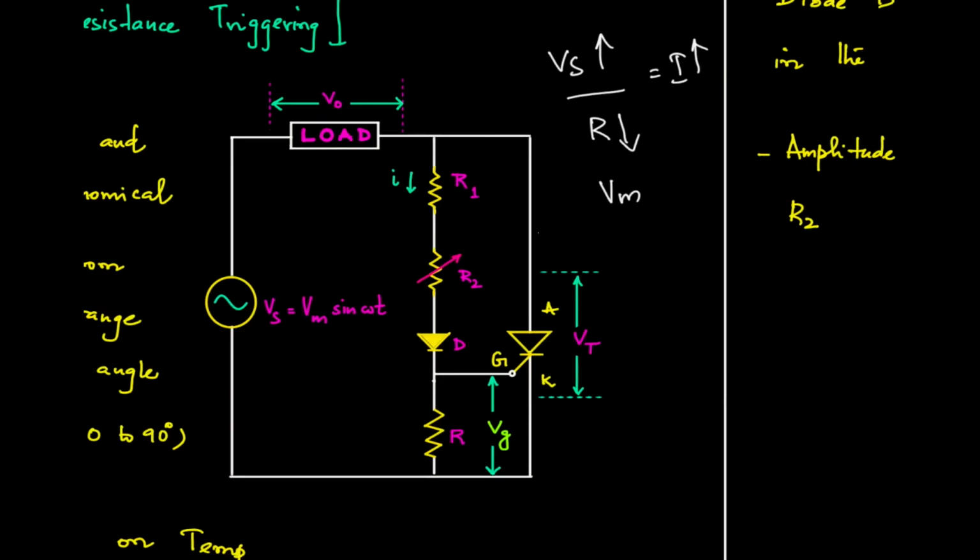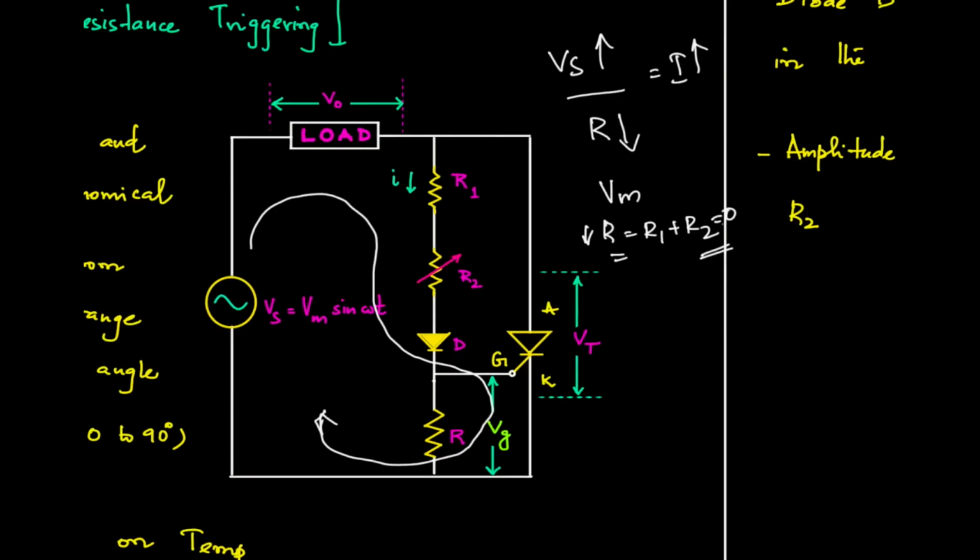Okay. Now, in this circuit, in this pathway, what is the resistance? Resistance will be R1 plus R2. Now, when will R be minimum? R will be minimum when R2 is equal to 0, because that's a variable resistance. So, the minimum value that is possible is 0. So, when R2 is minimum, then the resistance will be minimum and that value will be R1.